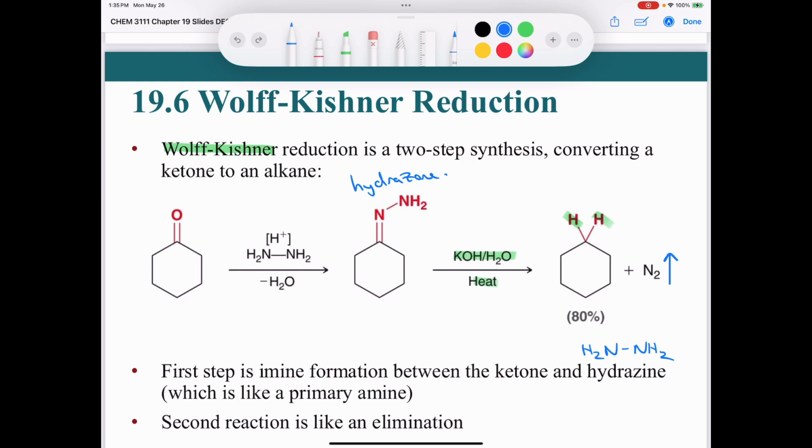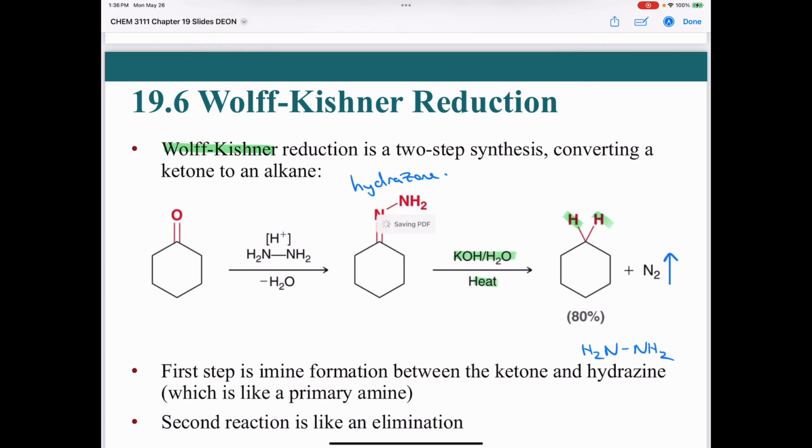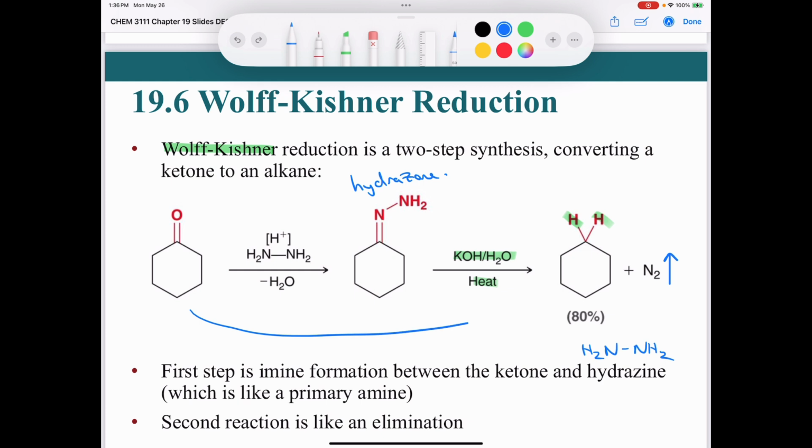Now, if you're saying, wait a second, didn't you teach me how to do this using a Clemmensen reduction, using the zinc mercury amalgam? Absolutely, we could do a Clemmensen reduction. But remember, organic chemists usually like to know as many ways as they can to do the same kind of transformation. And what they would do is they would test them all on whatever molecule they're working with, and whichever one gives them the best yield, that's the one they would use.